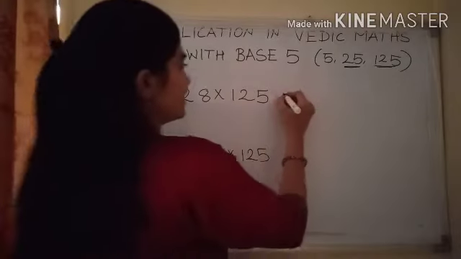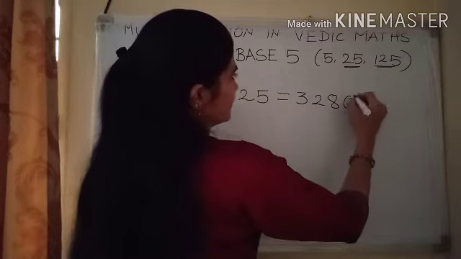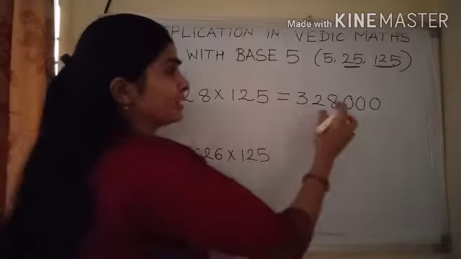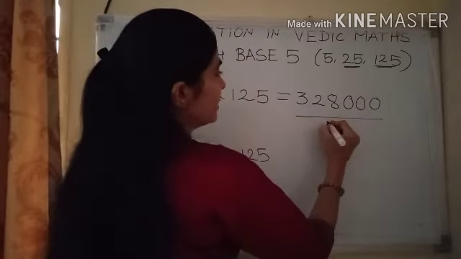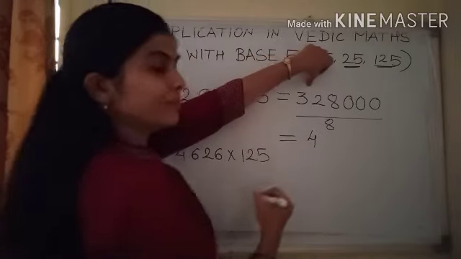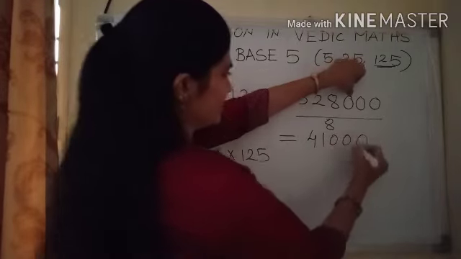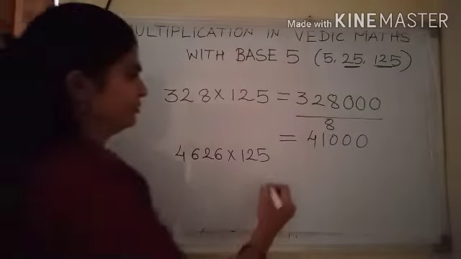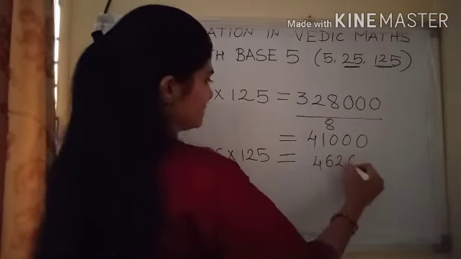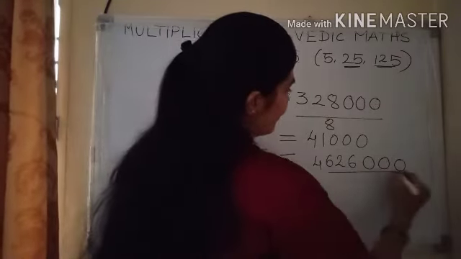328 into 125, it means 328 0 0 0, because 1000 is 125 into 8, so keep 3 zeros and divide by 8. 8 4s are 32, 8 1s are 8, there's 3 zeros as it is. Now let's come to the next example, that is 4626 into 125, it means keep 3 zeros, divide by 8.